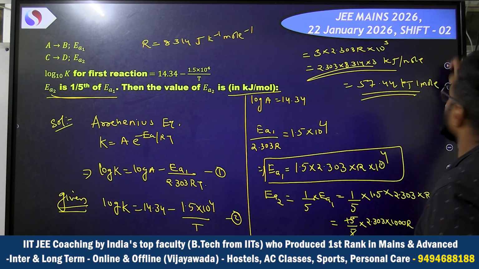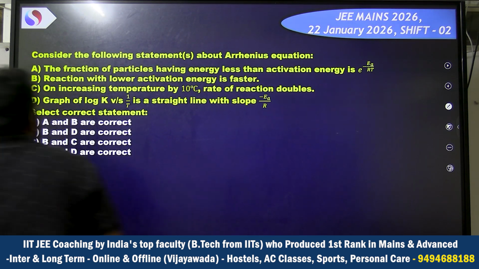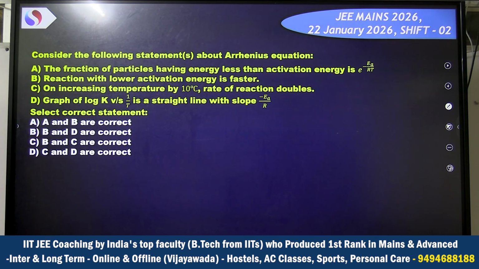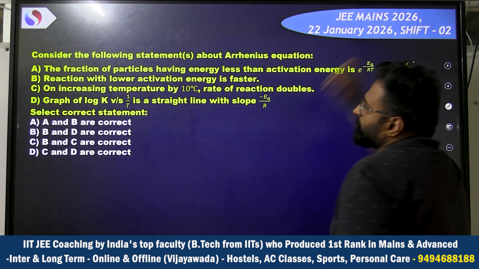Next question. Consider the following statement about the Arrhenius equation. The first option says the fraction of particles having less activation energy is e to the power EA by RT. So obviously this statement is wrong. The first statement is wrong.